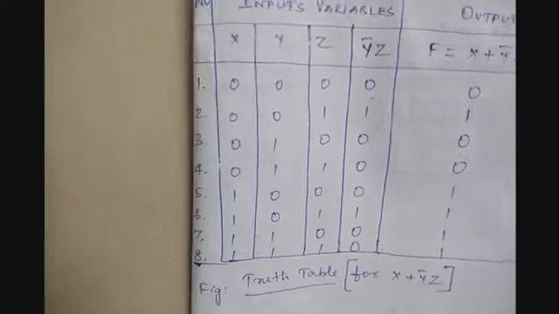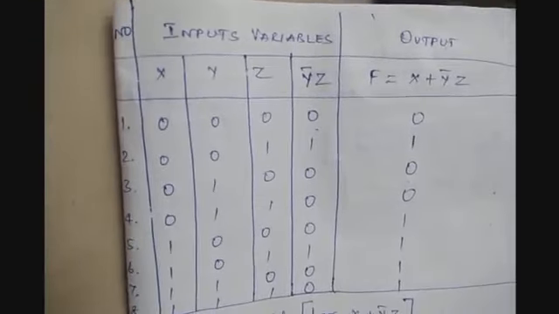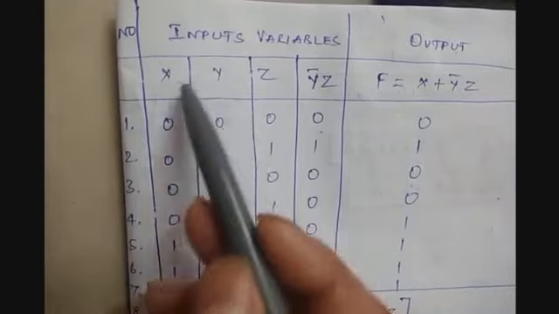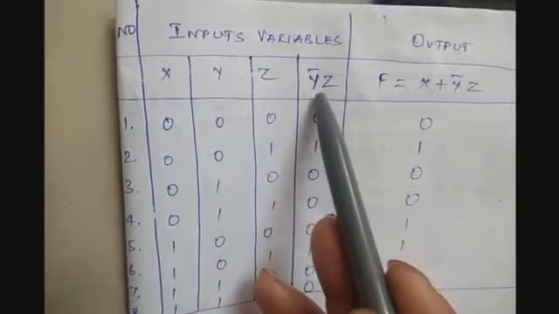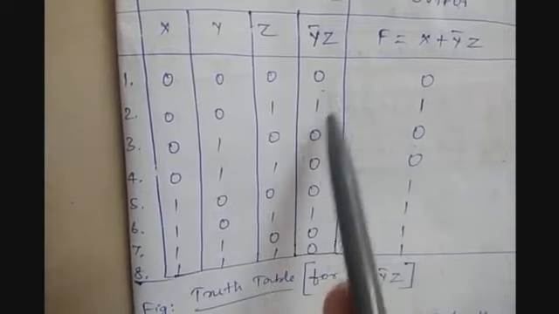So we'll see. Input variables, I'm just taking input variables and output is F. Input variables X, Y, Z only. And here the product also I have taken Y bar Z. We'll see total 8 combinations, 0, 0, 0 to 1, 1, 1.